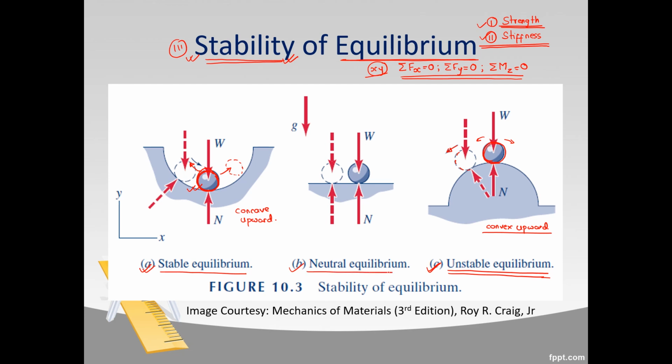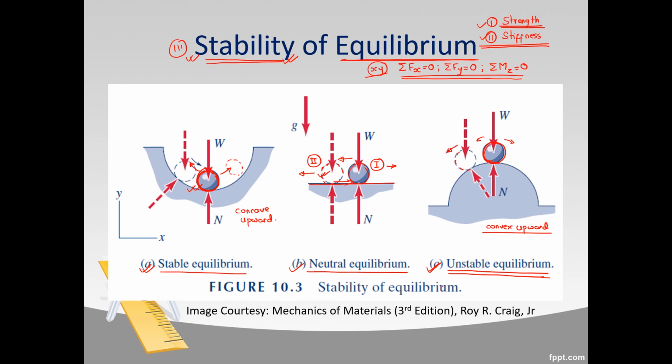And the third case is neutral equilibrium. You can see the ball is now placed on a flat surface here. And when you give a slight displacement, the ball now takes another equilibrium position here and remains in that position. It neither tends to move towards the original equilibrium position, nor does it tend to move further and further away from the initial position. In fact, it will just remain in equilibrium in that second equilibrium position. So if this is the initial equilibrium position, then this is another equilibrium position. This is the case of neutral equilibrium.